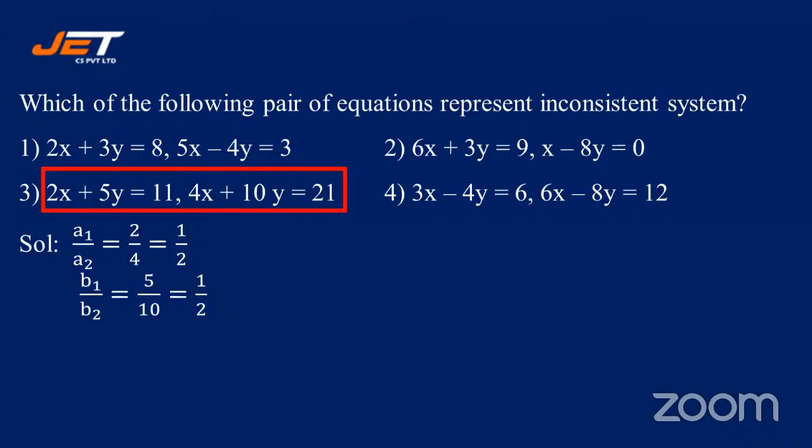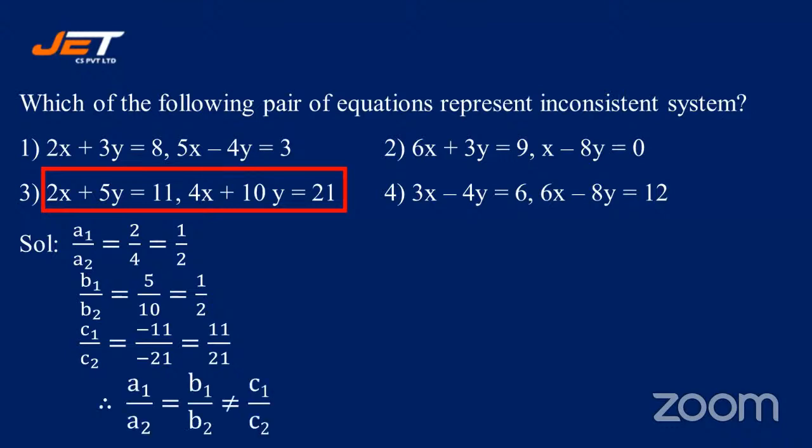So here we can say A1 by A2 is equal to B1 by B2. But how about C1, the constant? It is 11 by 21, right? So you can finally say that A1 by A2 is equal to B1 by B2, but it is not equal to C1 by C2. That is why we say that the following pair of equations represent inconsistent system.